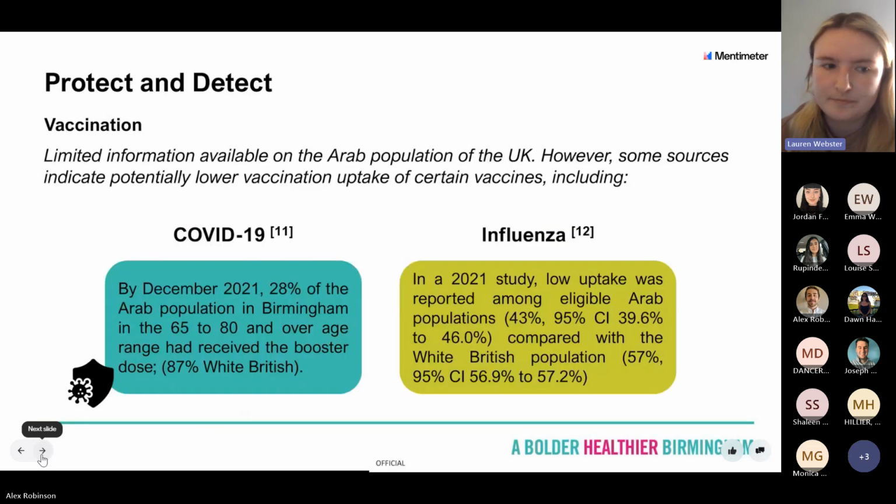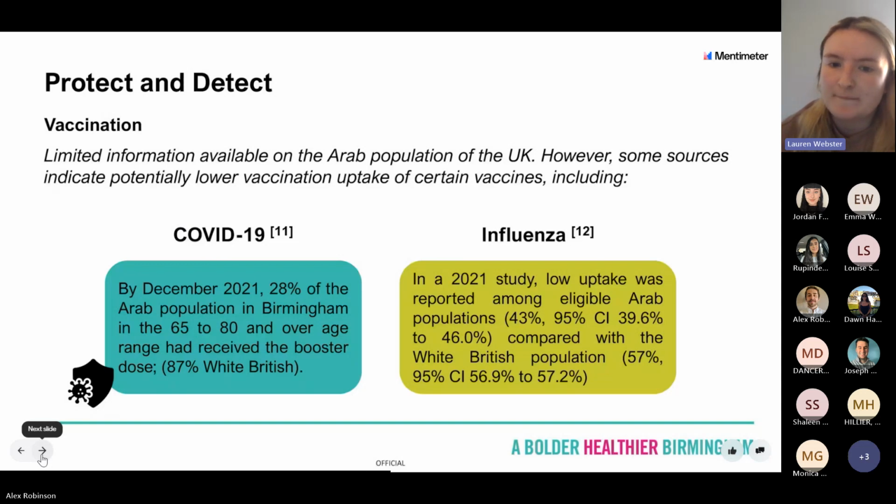Next slide, please. So, protect and detect. There's limited information available on the Arab population of the UK. However, some sources indicate potentially lower vaccination uptake of certain vaccines. These include COVID-19 and influenza.